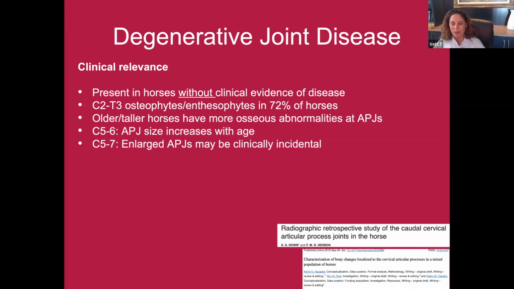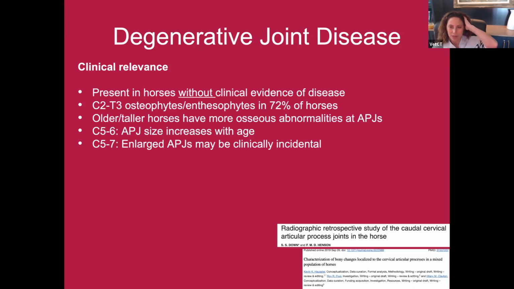So it is helpful when our clinical picture sort of fits with our imaging picture, but we all know that we don't always get so lucky. And so we also know that these degenerative changes in the neck can be present absolutely without any clinical evidence of disease. So we may see them on things like a pre-purchase examination. There's a recent paper by Hausler and others that showed in their population, a pretty large population of horses, there were osteophytes and enthesophytes along the neck from C2 to T3 in 72% of horses.